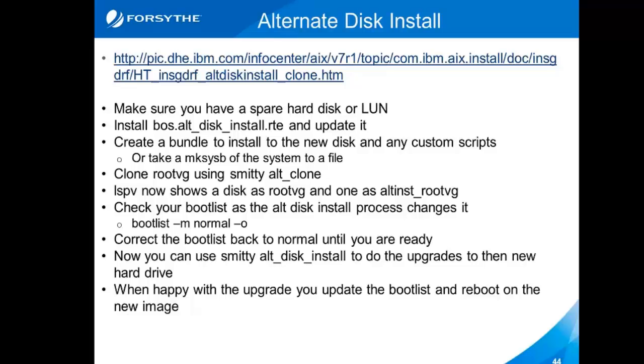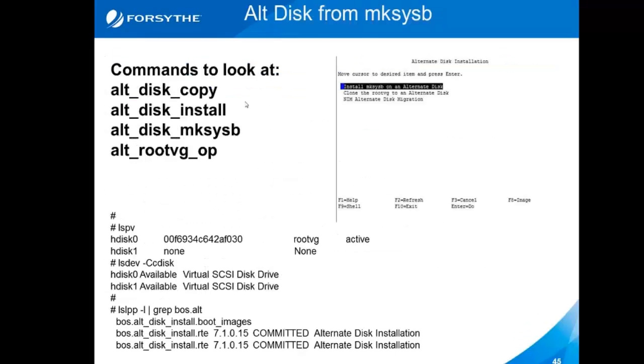You can use SMITTY alt_clone to clone it, and I've got some slides coming up that will actually show you some of the steps. The 4 commands that you're going to find really useful: alt_disk_copy, alt_disk_install, alt_disk_mksysb, and alt_rootvg_op. If you look over to the right, I grabbed a copy of what SMITTY looks like. So here I have the option to clone rootvg to an alternate disk, to take a mksysb and install it on an alternate disk, or to do a NIM alternate disk migration, which is the ADM.